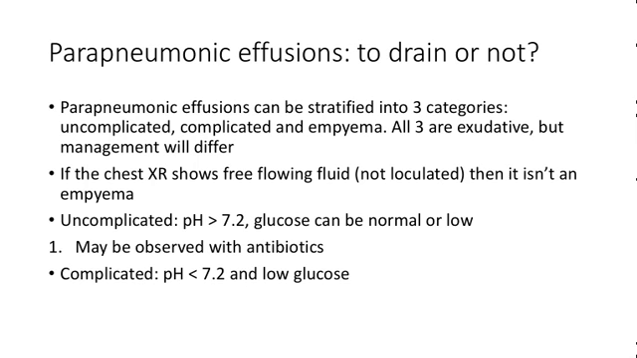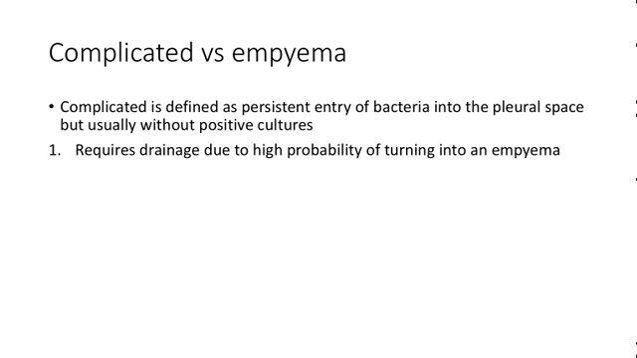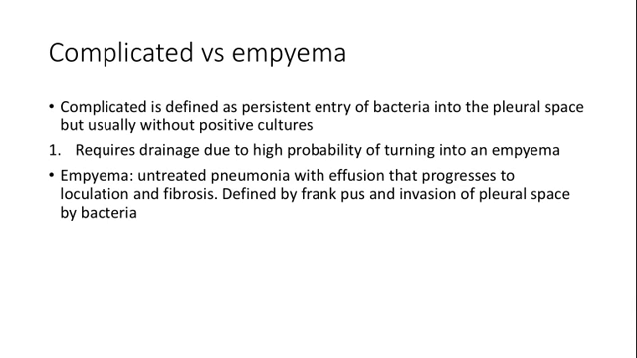Whereas with the complicated pleural effusion, we feel very strongly that it needs to be drained or else it will become an empyema. If you're thinking complicated parapneumonic versus empyema, how can we tell? Complicated parapneumonic effusions are theoretically defined as bacteria continuously coming into the pleural space, but not enough to cause frank pus, nor enough to give us positive cultures from the pleural fluid. But again, we have to drain them. I can't say that enough. You must drain them.